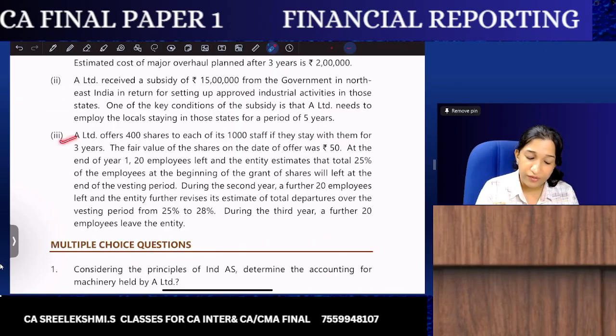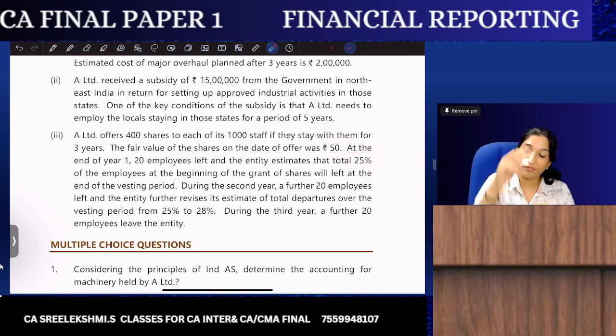Now, A Limited offers 400 shares to each of its 1000 staff if they stay with them for 3 years. The fair value is 50. At the end of year, 120 employees left. An entity estimates that total 25% of employees at the beginning of the grant will leave at the end of the vesting period. During the second year, a further 20 employees left and entity further revises its estimates of total departure over vesting period from 25 to 28%. During the third year, a further 20 employees leave the entity.